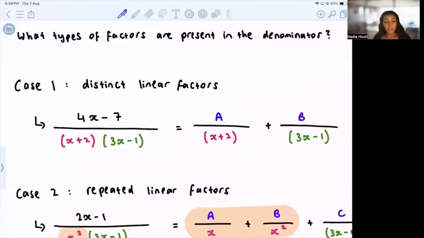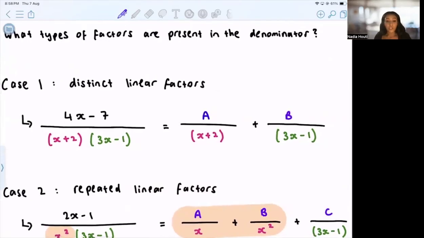You can see, for example, in the example I showed for case 1, the factors in the denominator are x plus 2 and 3x minus 1. Both factors are different from each other, that's why they are distinct. And both of them have the highest power of x as 1. It's 3x to the power of 1 for the second factor, and x to the power of 1 for the first factor, so they are both linear factors. In that case, all we have to do to get the partial fractions is to literally split up the 2 factors into 2 fractions like this. Each fraction has one of the linear factors as the denominator, and the numerator will just be A and B, any constant number.